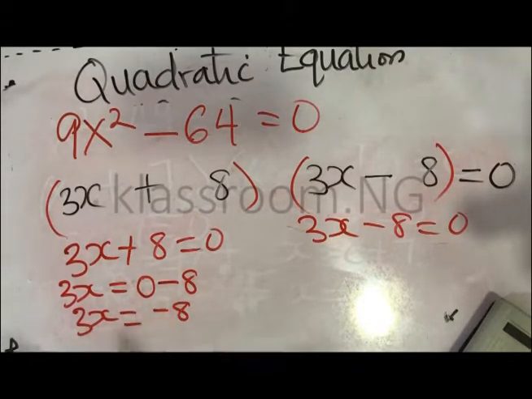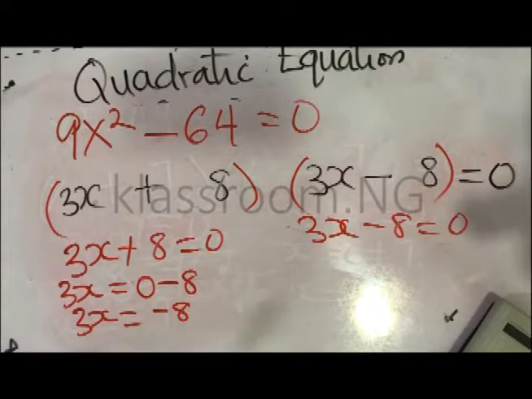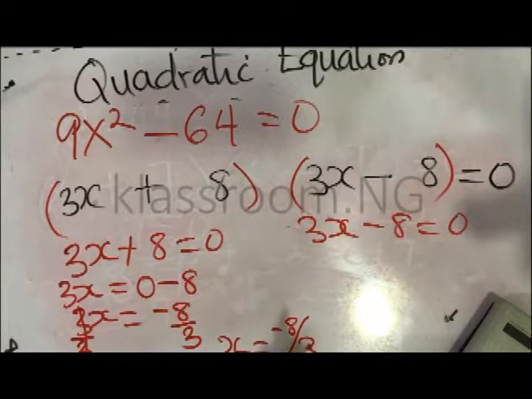Now, we can't have our answer like this. We need the x to stand alone. So how do we get this? We're going to divide the numbers by the coefficient of x. Now the coefficient of x is 3. So we have divided by 3, divided by 3. So 3 will cross this and you have x equal minus 8 over 3.